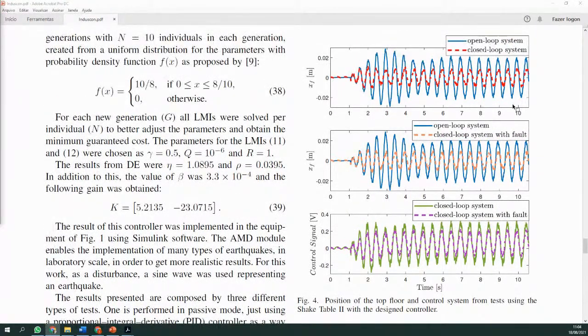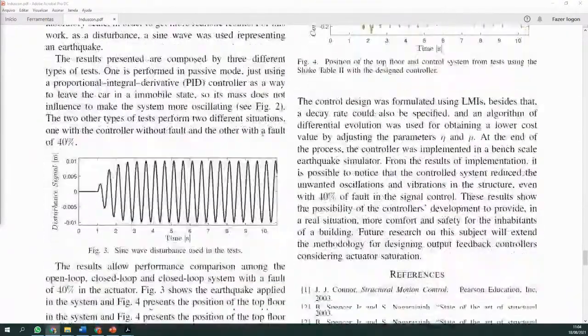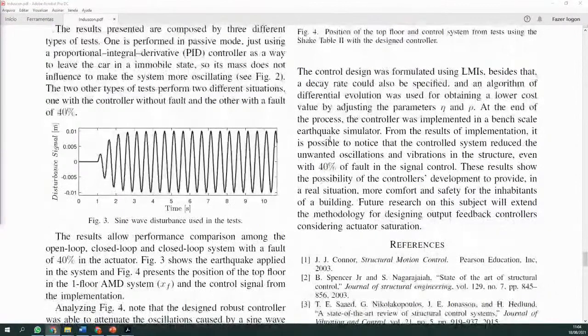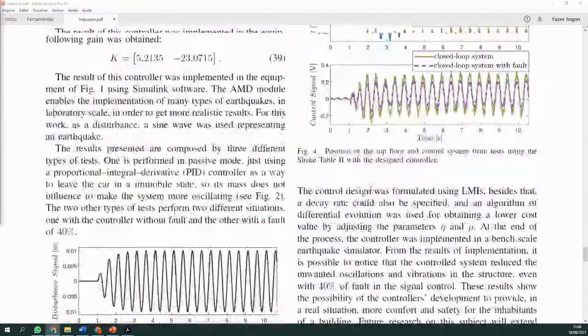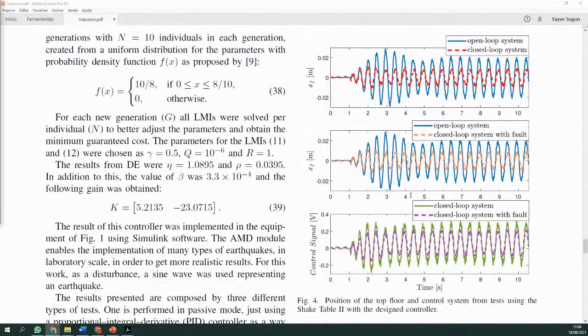Did you test the controller for a wide range of inputs, or for specific magnitudes of vibrations? We use this type of input in the system that I showed earlier. So it's a sine wave with a frequency, and the results obtained from this model were this one. So basically you tested only for one frequency, or did you do it for a range of frequencies? Just for this frequency. Okay, just for this input.